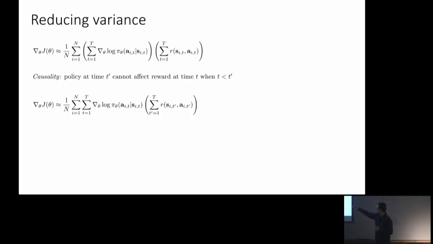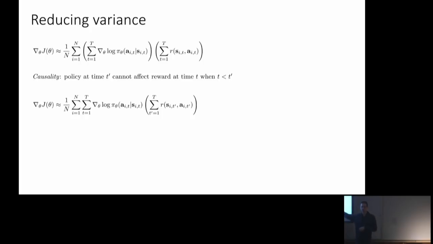So now, with the sum over the time steps for the policies on the outside, I have a sum from little t equals 1 to big T of grad log pi at time step t times the total reward of that trajectory. That's exactly the same. That's just the distributive property. And this sum here, of course, is from t prime from 1 to capital T. So this is just the total reward of the whole trajectory.